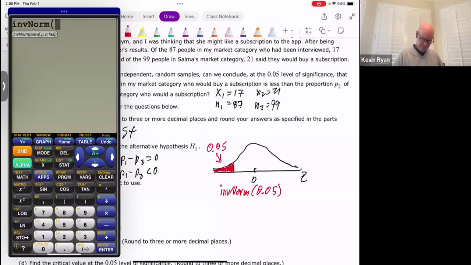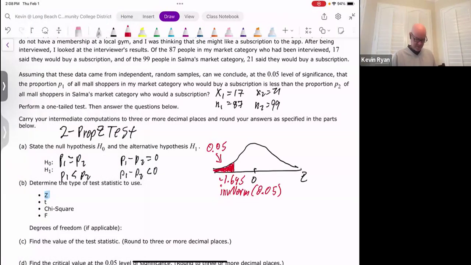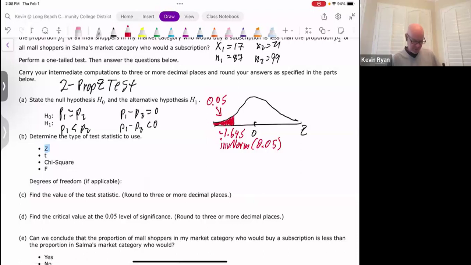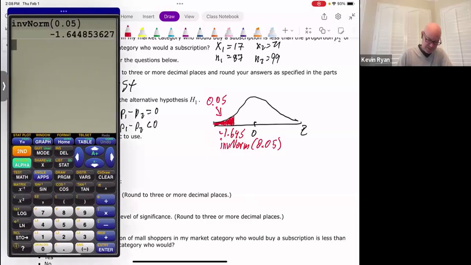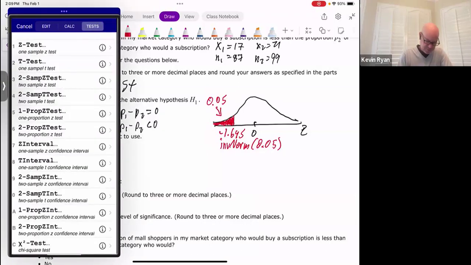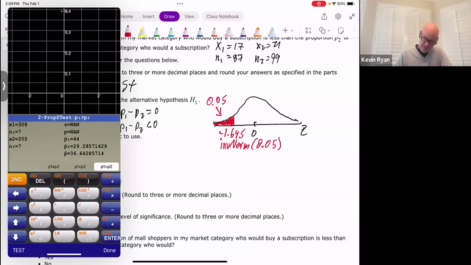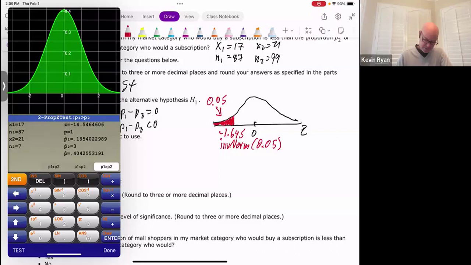Inverse norm. This is negative 1.645. All right. Find the value of the test statistic. Okay, so again, I'm going to run the 2 prop z-test. 2 prop z-test, that's number 6 on my calculator. X sub 1 is 17. N1 is 87. X sub 2 is 21. And then N sub 2 is 99. And this is a less than scenario.